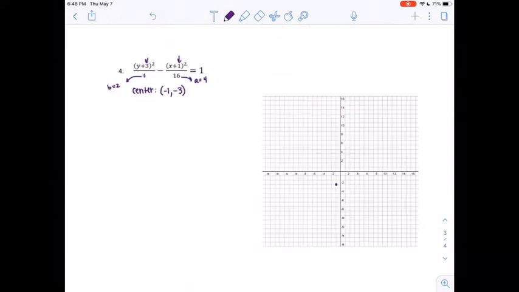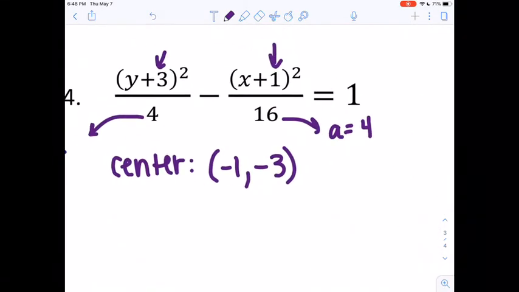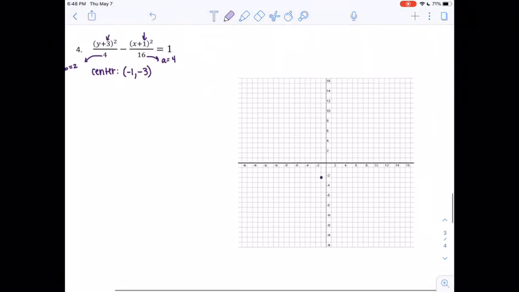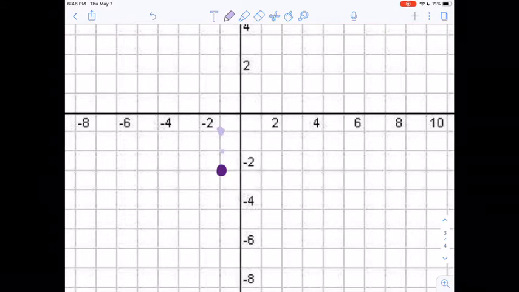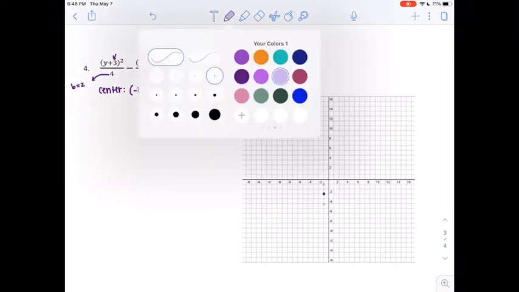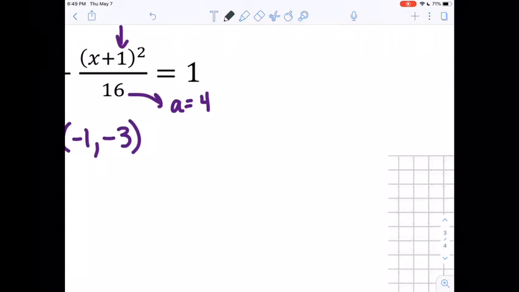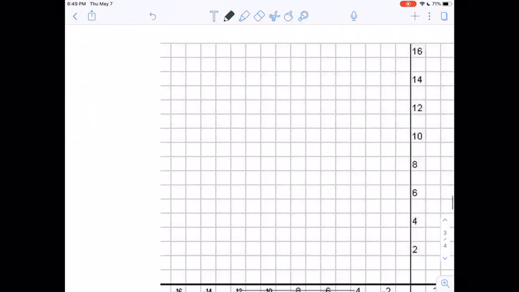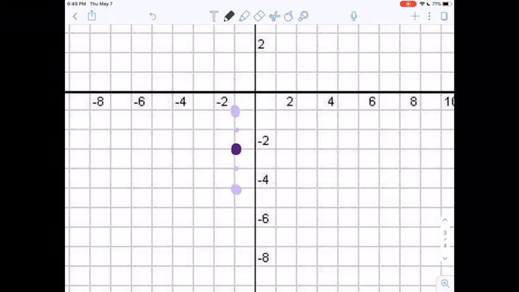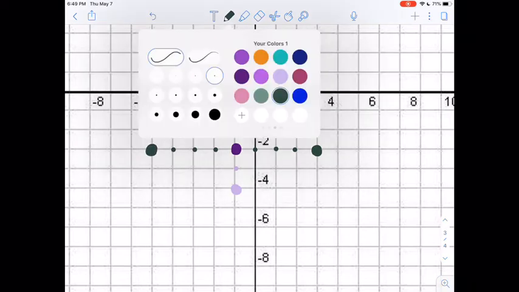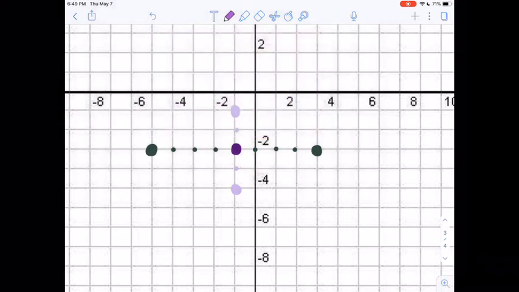And then I'm going to count along the y-axis, which is up and down, 2 up and down. So 1, 2, there's my point, 1, 2, there's my point. And I'm going to do the same thing for the x-axis. So since 16 is underneath x, that means I'm moving 4 along the x, so left and right from the center. So from the center, I'm going to go 1, 2, 3, 4 to the right, 1, 2, 3, 4 to the left. And now I'm going to create my rectangle.